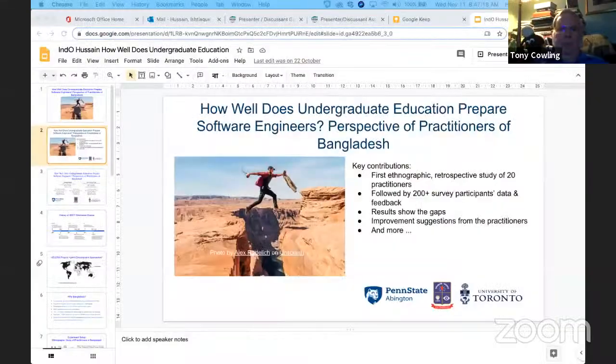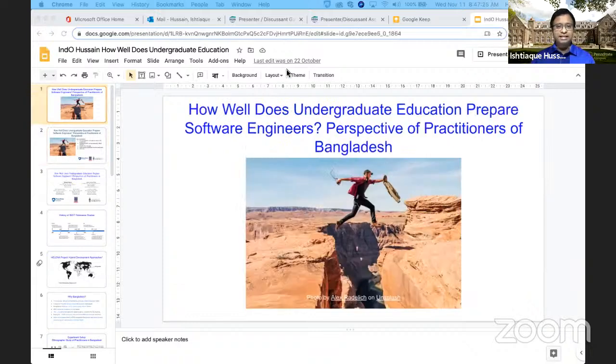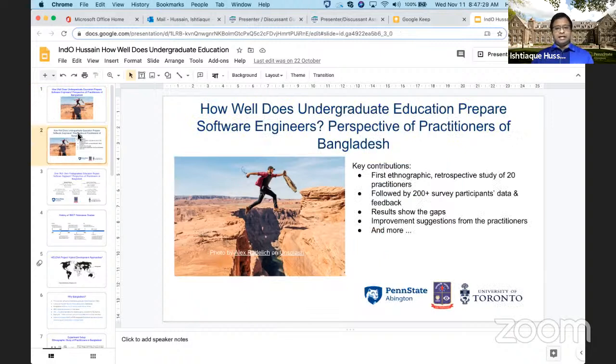So, Ishtiaq. Yes, can I share my screen? Yep, sure, please do. Okay, can you see my screen? Yes, that's fine. Okay, so thank you for attending this session. I'm Ishtiaq Hussain from Pennsylvania State University at Abington, and this work is in collaboration with University of Dhaka and University of Toronto.